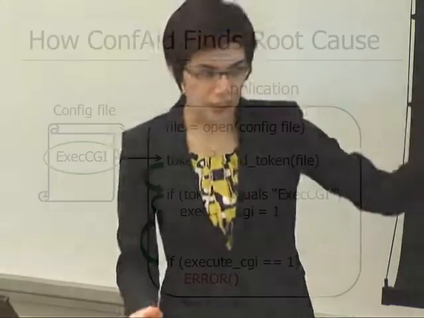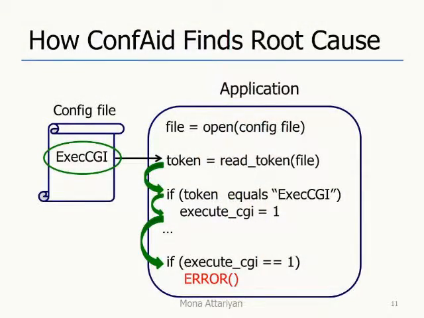So let's take a look at this very simple code. The application reads a token. The token is equal to execCGI, for instance, in this case. Therefore, the variable executCGI is going to be set to 1. Later on, because the variable executCGI is equal to 1, the error happens. So as you can see, there are causal relationships in the execution that basically connect the execCGI variable to the error that's happening at the end. And ConfAid is basically interested in these kinds of causal relationships.